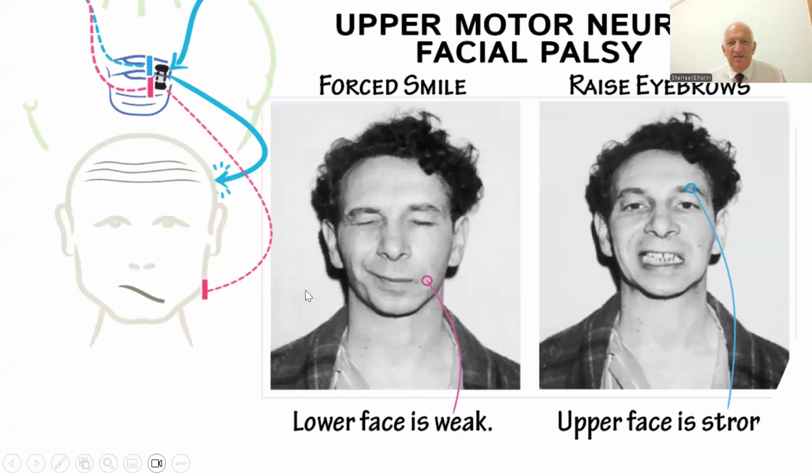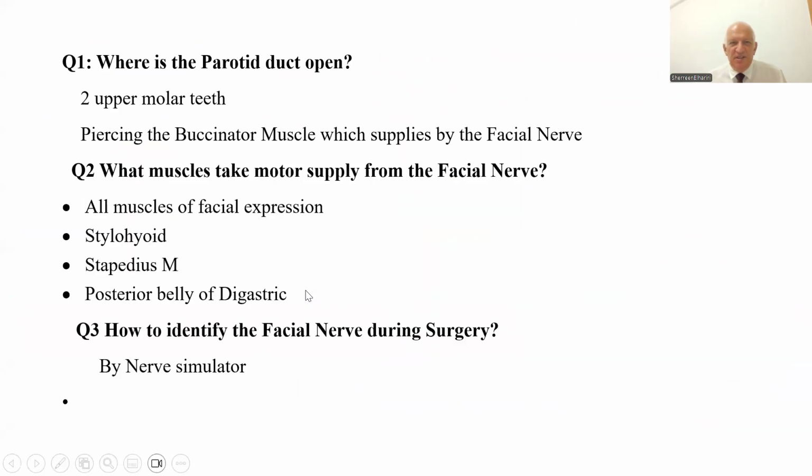Okay. So this is a very common question. After that, the examiner asks you again, if you don't mention it, where are you looking for the parotid duct? In the second upper molar teeth, piercing which muscle? Buccinator muscle, nerve supply is facial. Usually we ask this question: what are the other muscles supplied by the facial nerve? It is important to know that all muscles of facial expression, of course, include platysma, stylohyoid muscle, stapedius muscle, posterior belly of the digastric. So 2 by S and P.